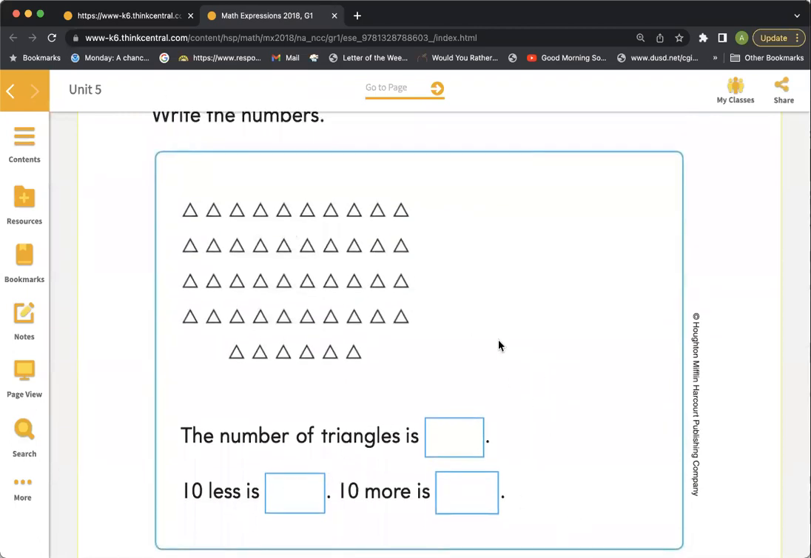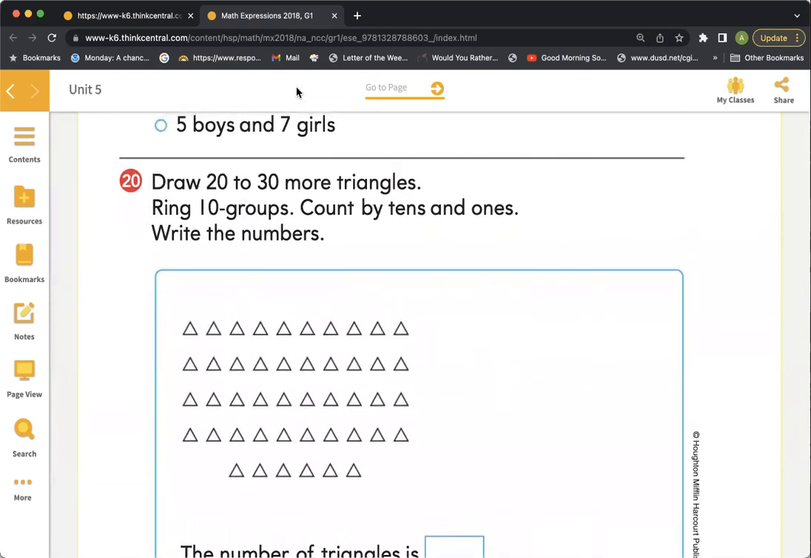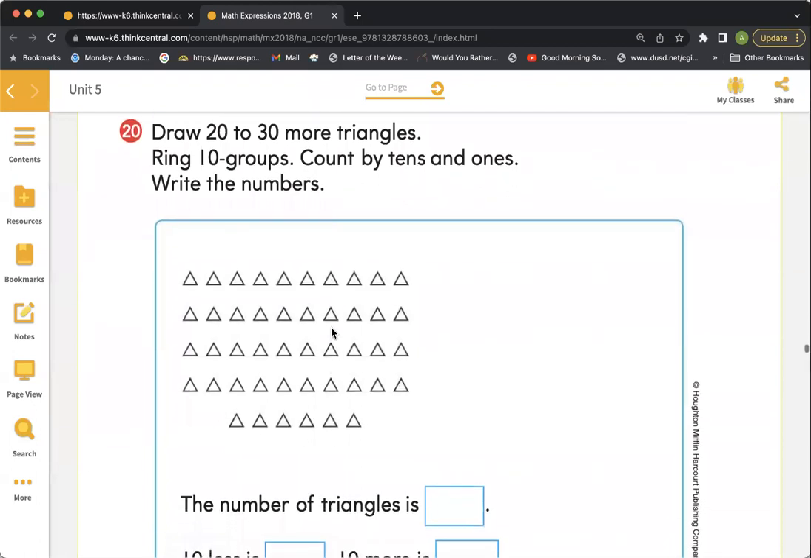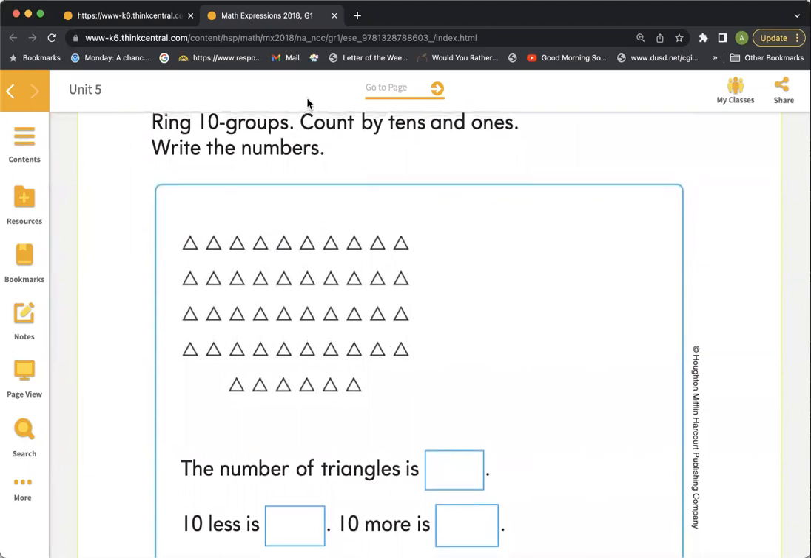You know what, first graders, I'm going to cross off a step here. Can you rewind for a second? We're not going to do this. You do not need to draw 10 to 20 triangles. Don't even worry about it. That's ridiculous. It's a pain. So hear me out again. You do not need to add any triangles to this. No triangles. All you need to do, first graders, is ring the 10 groups.